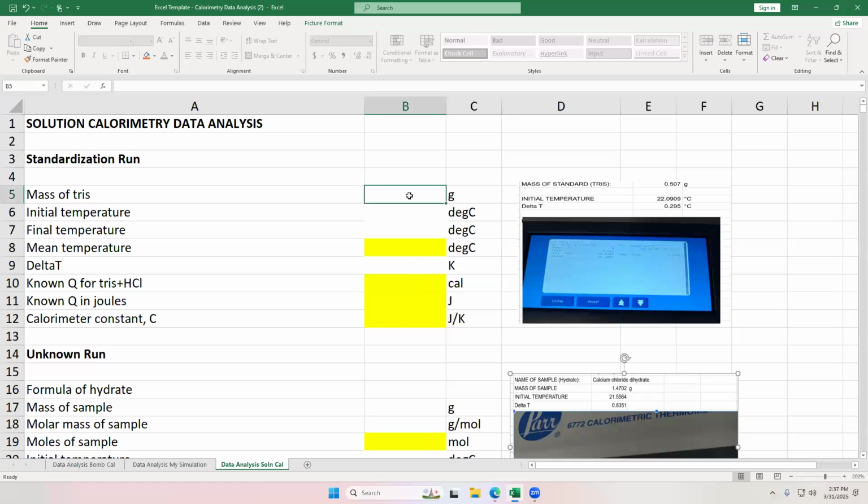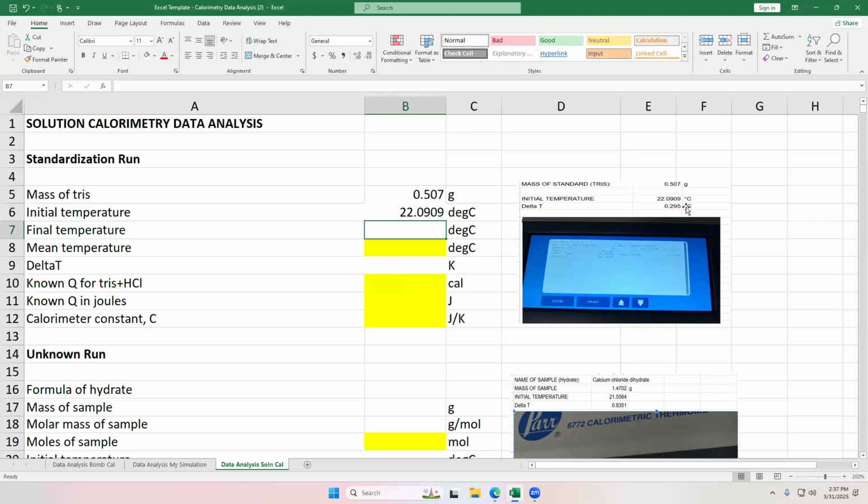So the mass of the tris from this experiment was 0.507. Initial temperature is given as 22.0909 degrees Celsius. The final temperature, if you recall from your calorimeter, it doesn't give you the final temperature, it just gives you delta T, right? So we kind of have to switch these things around.